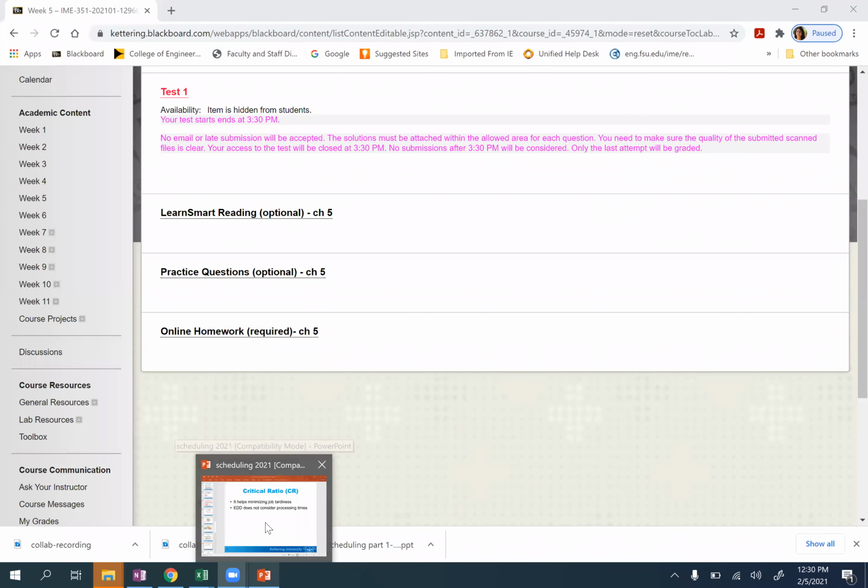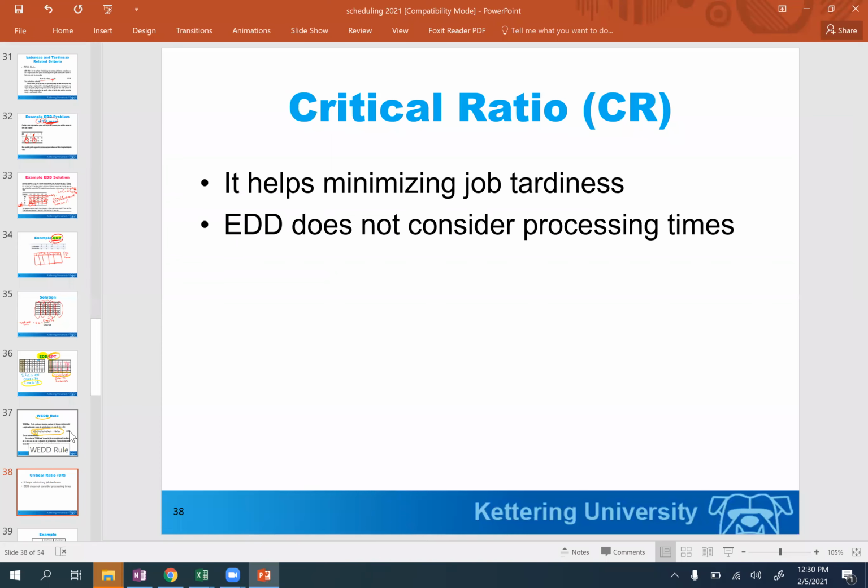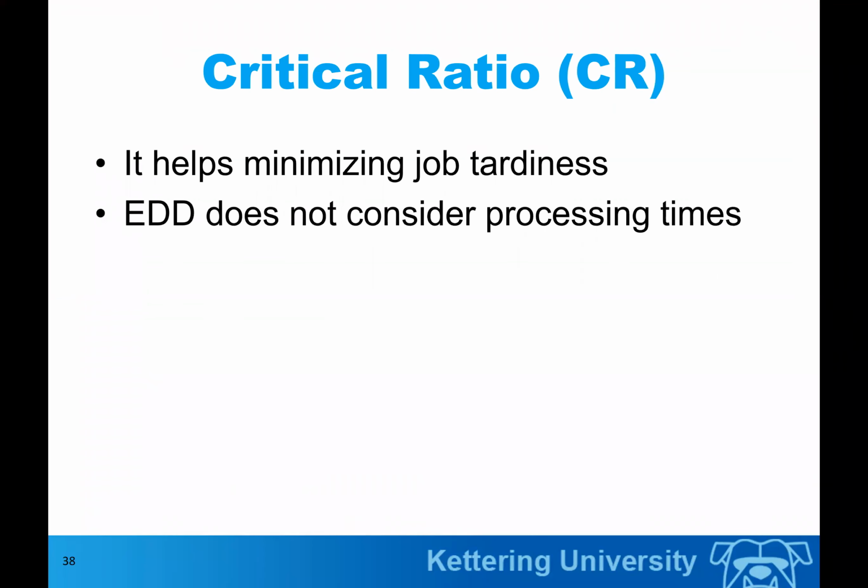Okay, everyone. So this is part 3 of the scheduling video. There are two more techniques that I would like to talk about, and the first technique is critical ratio. So this technique generally helps with minimizing the job tardiness or lateness.